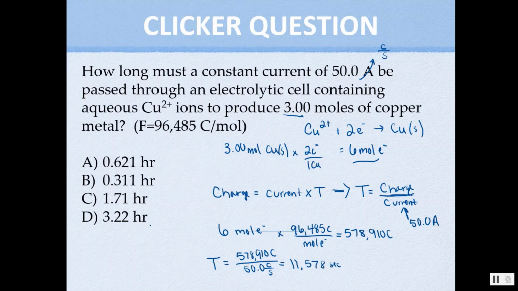I want my answer to be in hours, so what I need to do is I need to take those seconds, divide it by 60 seconds per minute, divide it by 60 minutes per hour. And what I calculate then is 3.216 hours, or 3.22 hours.